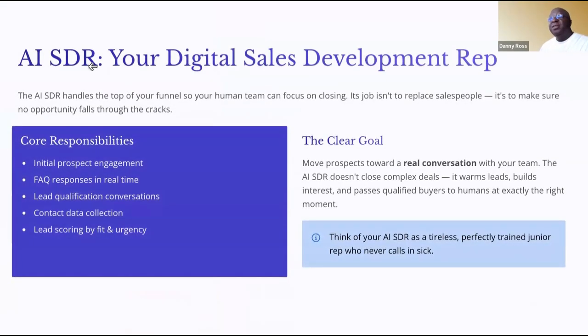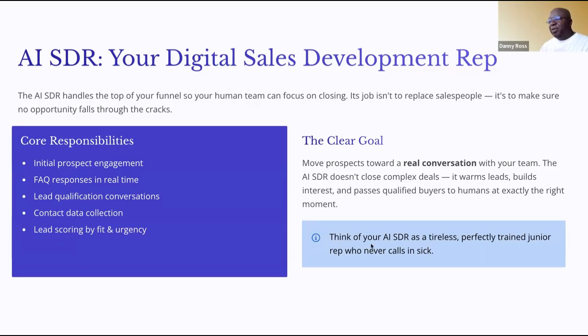So the first one is the SDR, or Sales Development Representative. It's a sales rep. You want to make it custom built, and you want to be able to have it work in conjunction. It's going to handle the initial prospecting engagement, real-time FAQ questions and answers, and the conversations for lead qualification. And then once it decides everything, it's going to set the urgency.